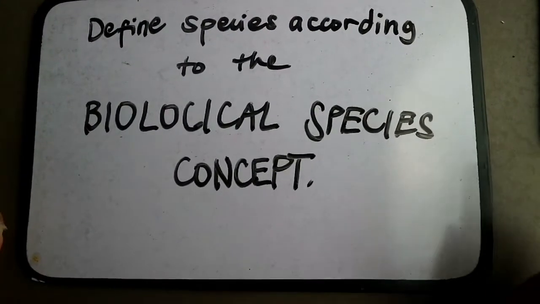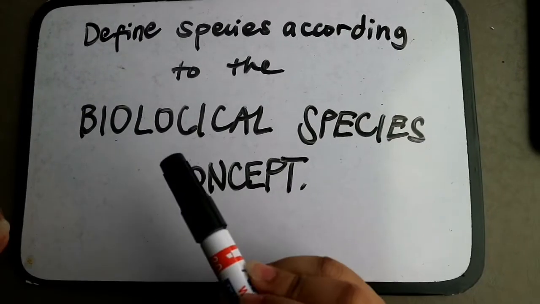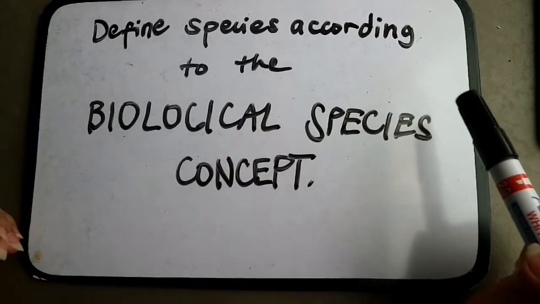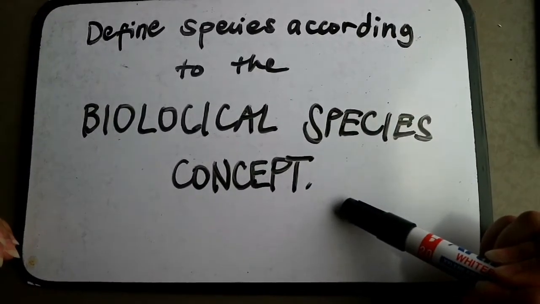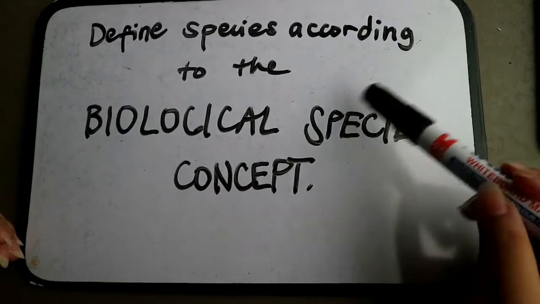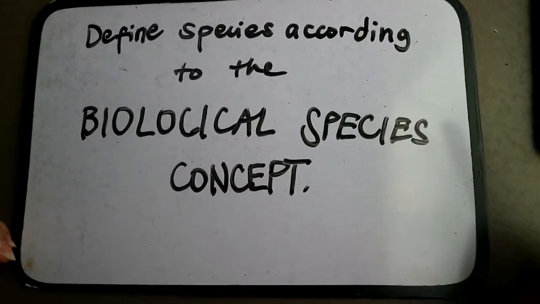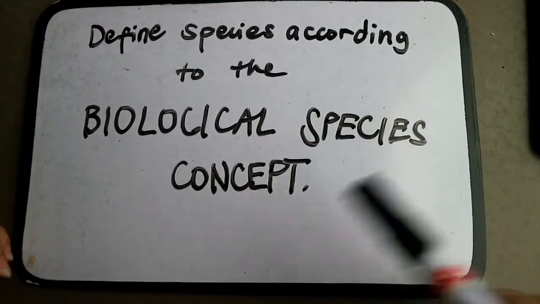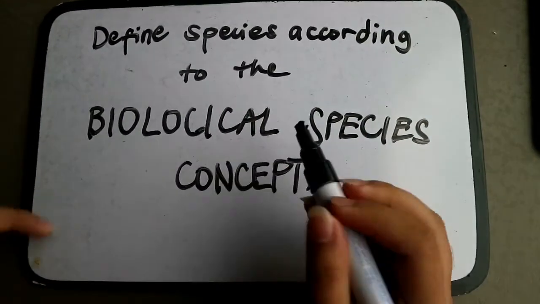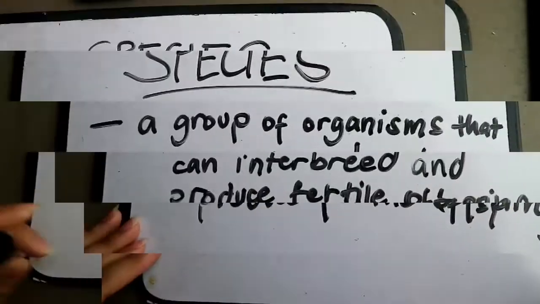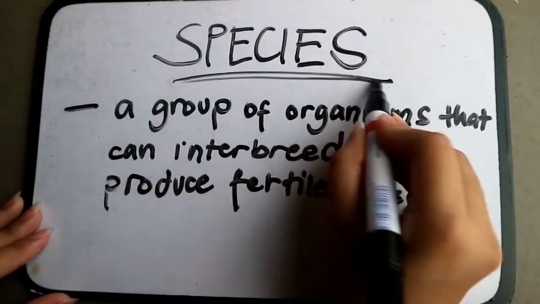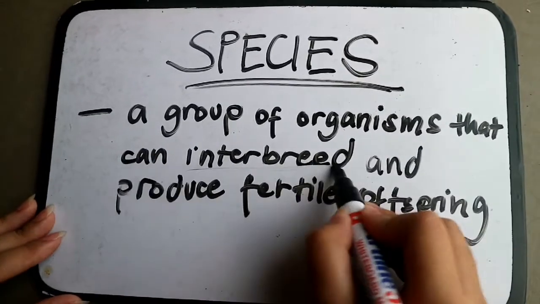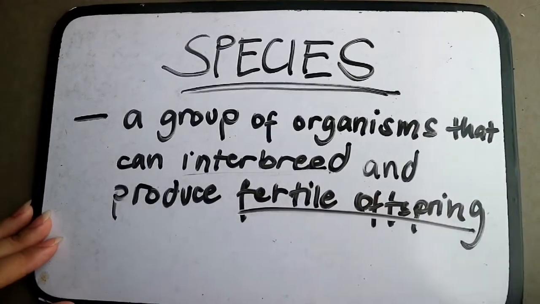So for our second question that was assigned to us, define the species according to the biological species concept. For us to further explain the definition of the species according to the biological species concept, first we must discuss the definition of species. Definition of species is a group of organisms that can interbreed and produce fertile offspring.